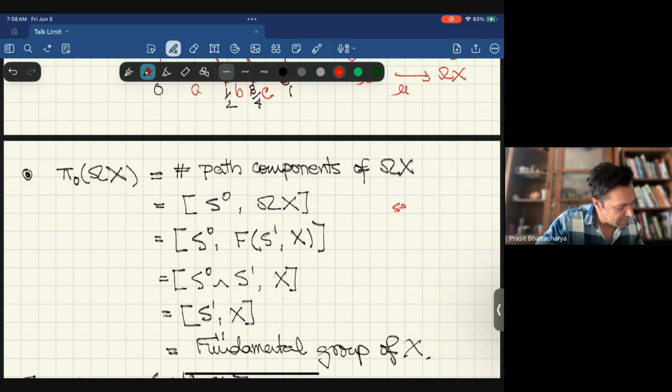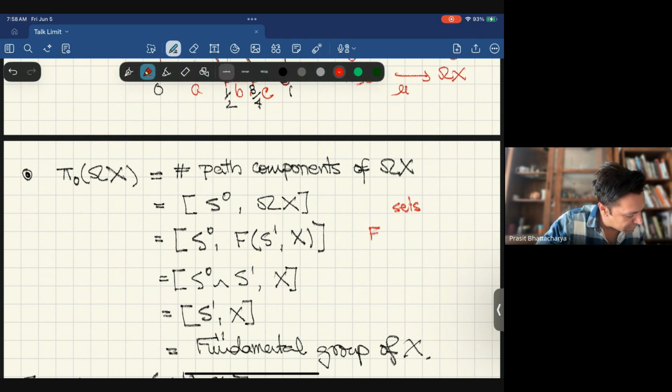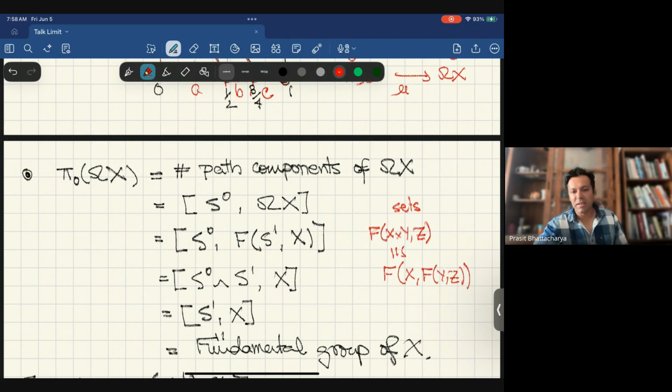On sets, I don't know if you have noticed this, that if you take the set of all functions from X cross Y into Z, this is in bijective correspondence with functions from X to functions from Y to Z. It's actually canonically a bijection.